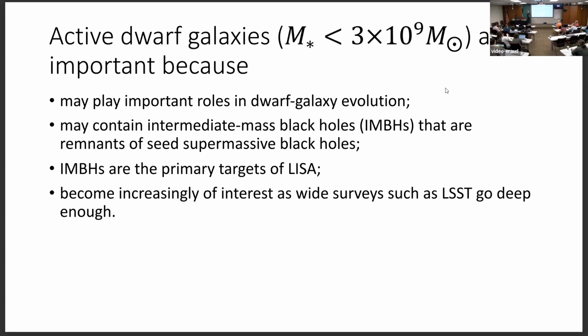These intermediate mass black holes can be the remnants of seed supermassive black holes at high redshift. And they may be the primary targets of the next generation gravitational wave detector, LISA. For LSST specifically, it's becoming increasingly interesting because LSST is going deep enough to probe the dwarf regime in the wide survey, and this was not possible in previous surveys.